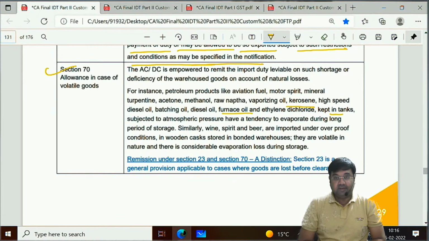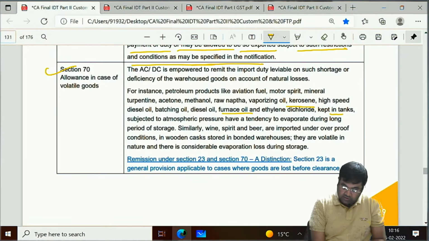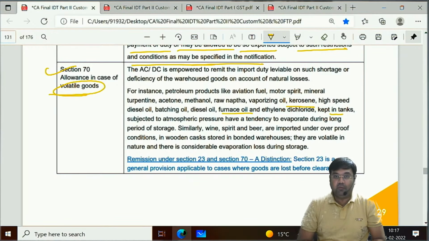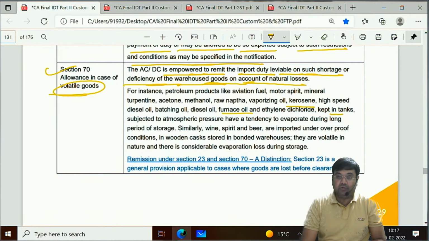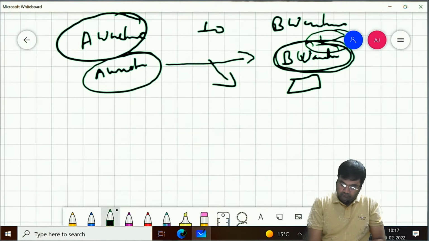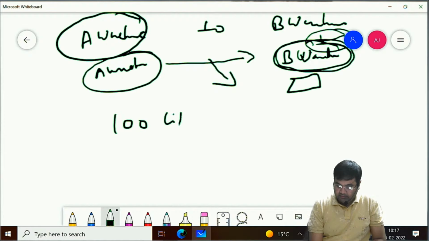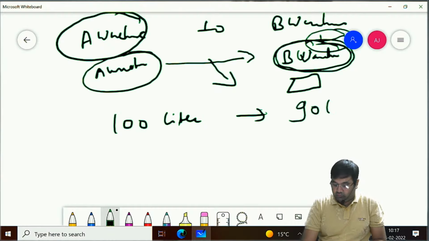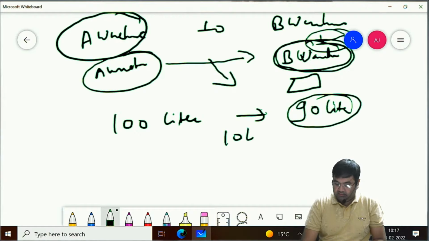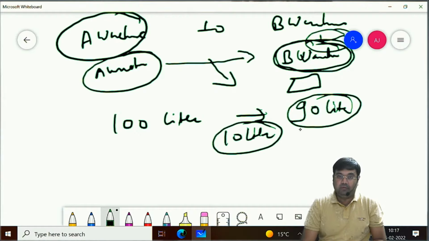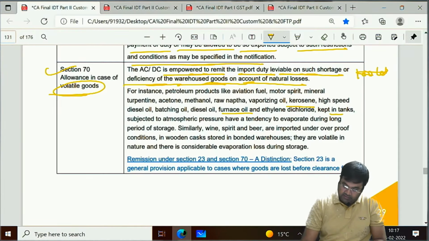So section 70 gives an allowance in case of such volatile goods because naturally they evaporate. So ACDC is empowered to remit the import duty leviable on such shortage or deficiency of the warehoused goods on account of natural losses. So let's say it was 100 liters when it was warehoused. Later on, because of natural evaporation, it went down to 90 liters. So on the 10 liters, import duty is going to be waived off. Remitted means waived off, by ACDC.